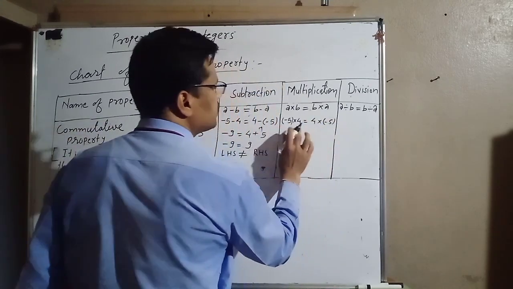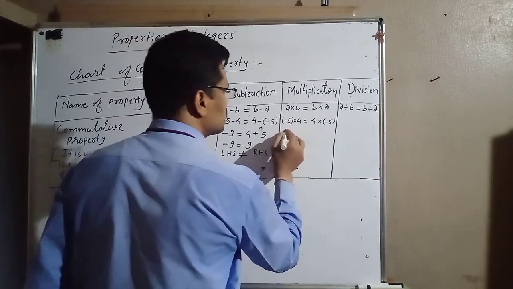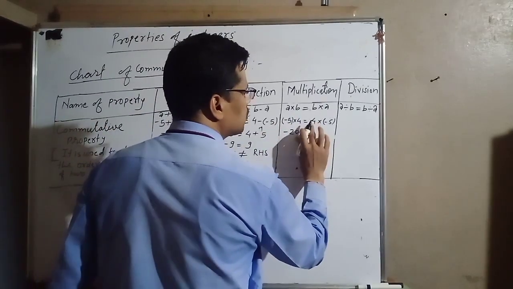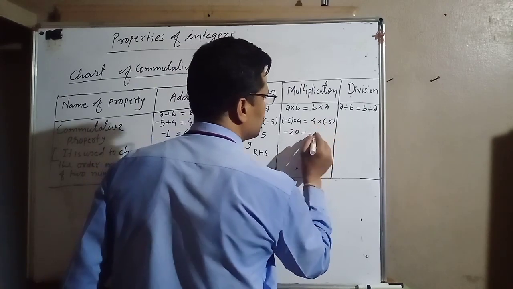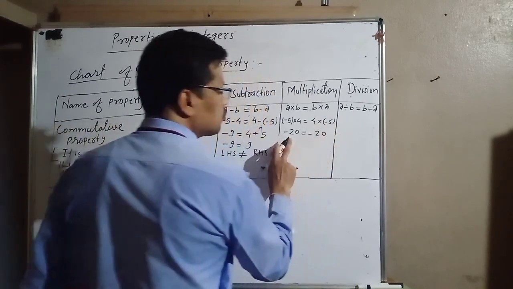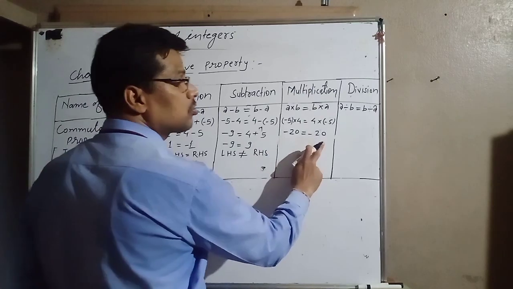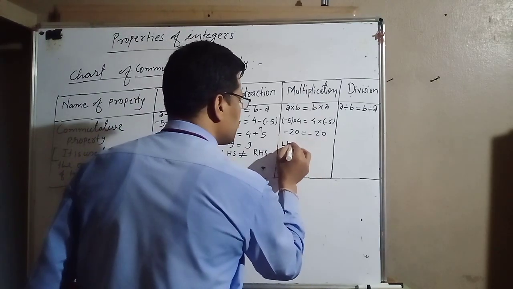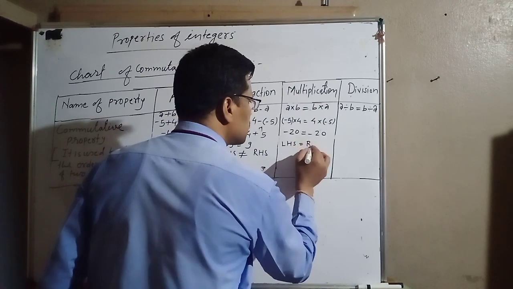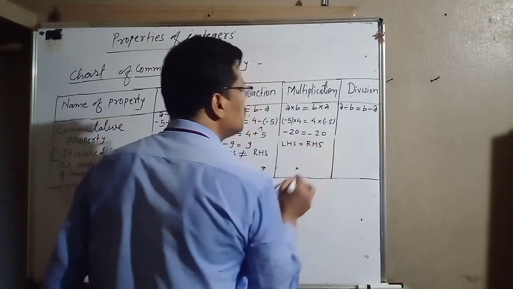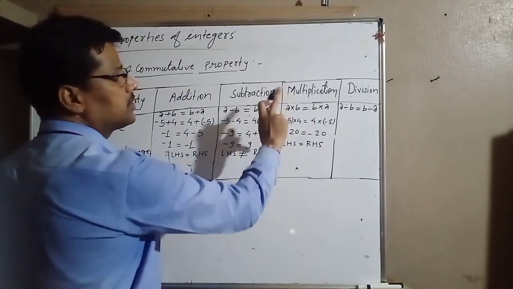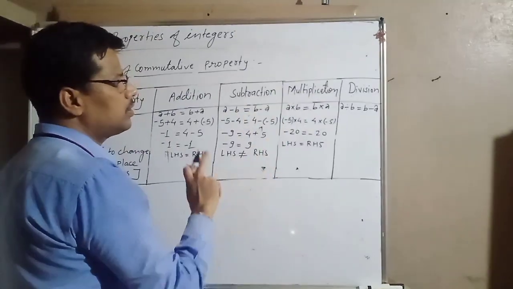When you multiply, minus times plus, 4 fives are 20. Here also minus times plus, 4 fives are 20. Here we are getting -20 and here also we are getting -20. Okay, and we can say that the left hand side is equal to the right hand side. Now we can say that multiplication is commutative for integers.